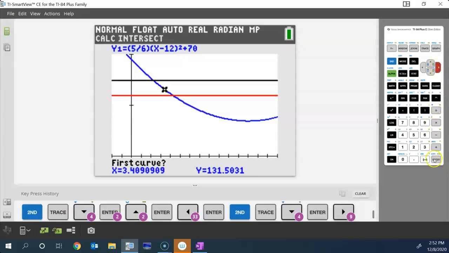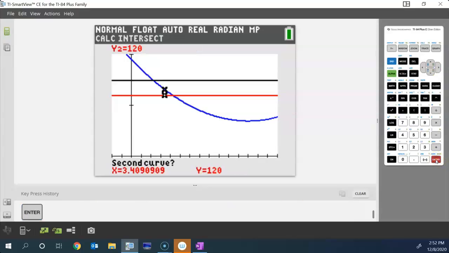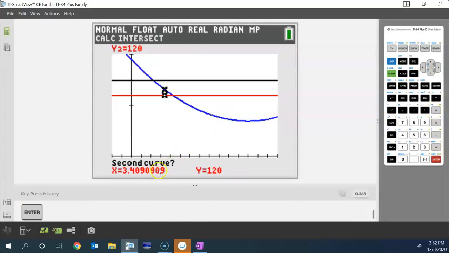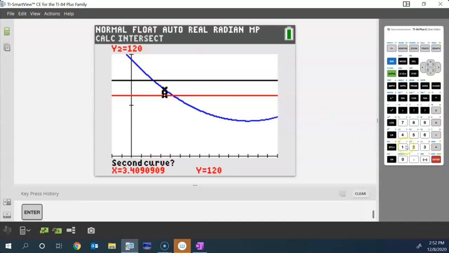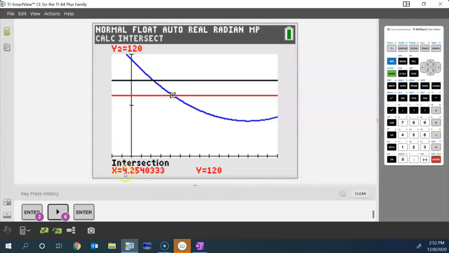Okay, first curve, the heart rate. Second curve, it's now on the red line, 120. Enter. Move it to the intersection. Enter. And that's my second time. About 4.25 minutes, your heart rate is at 120.